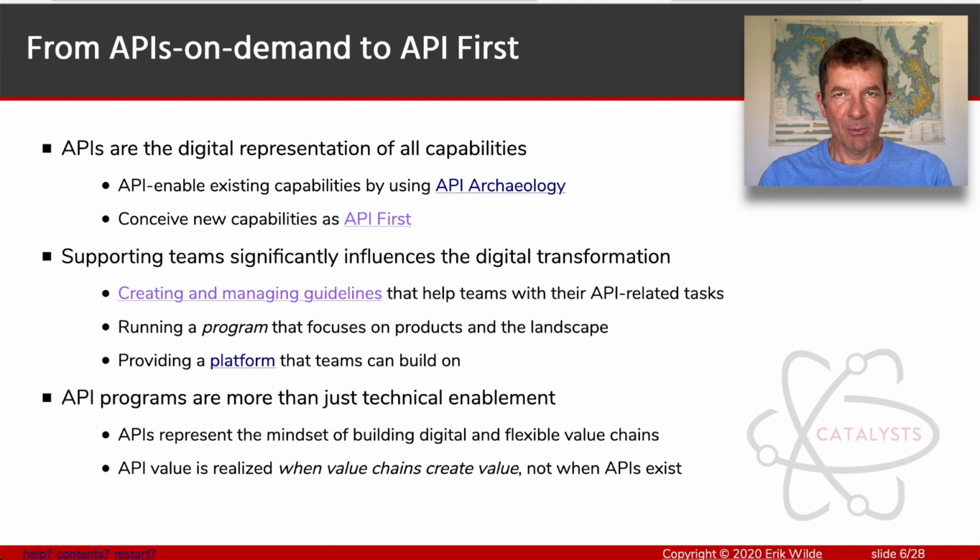And then you move from an API on-demand view, where you just create an API when you have to, to really thinking API first. Anything that you do within the organization should have a representation as an API so that it's available in a digital form. That is really important as a journey in the organization, that people start understanding and practicing this mindset of APIs as the standard way capabilities are implemented, represented, combined, and utilized within the organization.